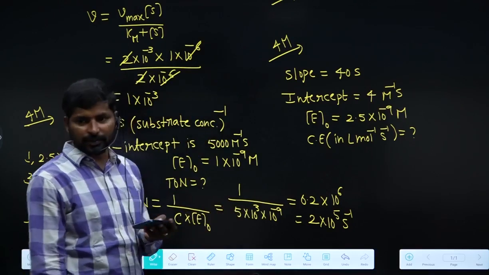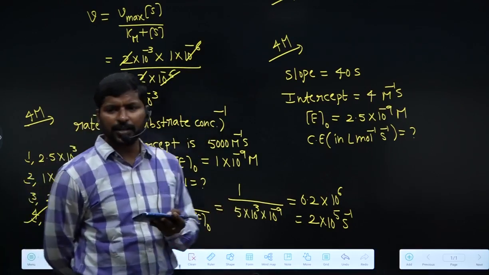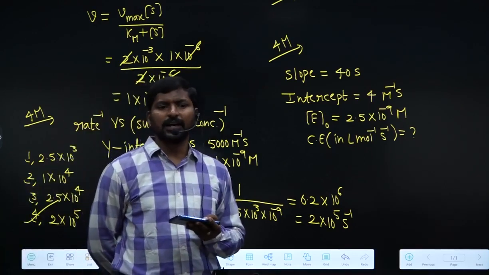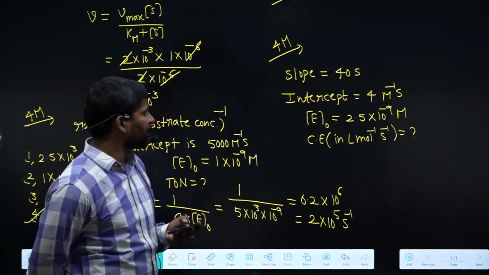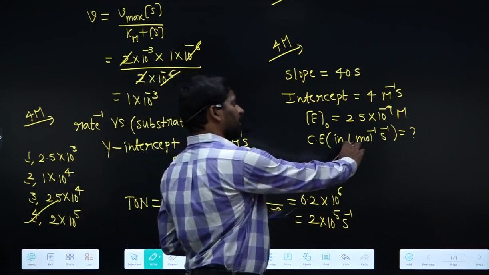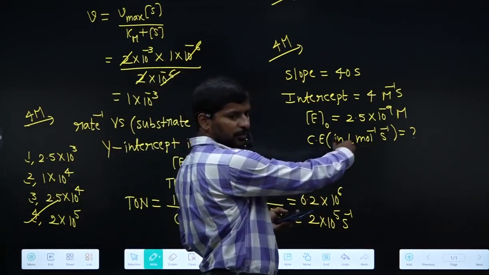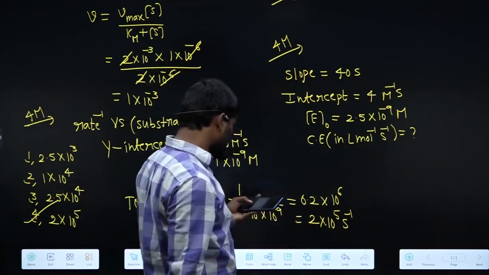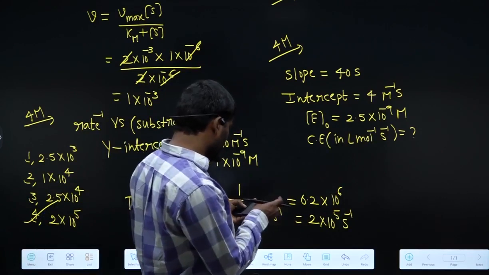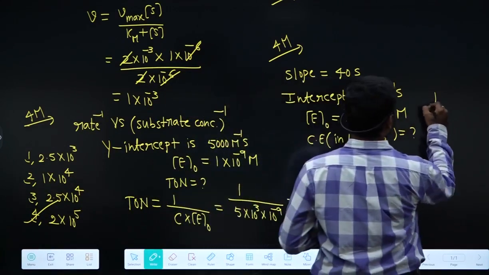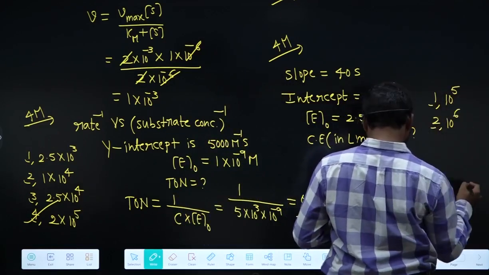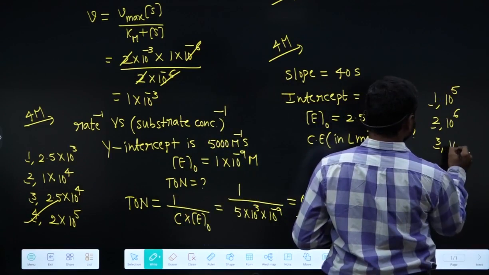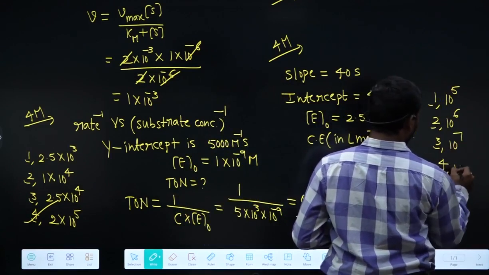M inverse, second inverse. And what is the unit for catalytic efficiency? Time inverse, concentration inverse. So time inverse, concentration inverse, moles per liter inverse, we will get liter per mole. So calculate catalytic efficiency. Options given: 10 power 5, 10 power 6, 10 power 7, 10 power 4.